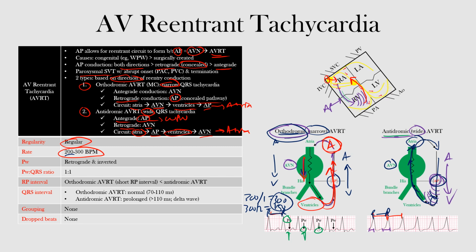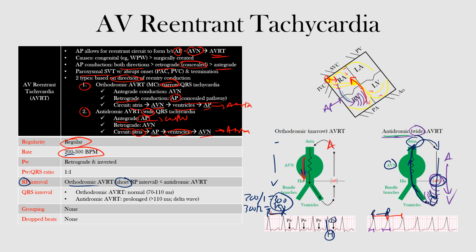Now in this case, we'll look at the RP interval. What I mean by this is we're looking from the R wave, so from this R wave to our P wave. So that interval there, if you were to take that point right there, that would be our interval. And in this case, in the orthodromic form, we have a short RP interval. So why do we have a short RP interval in this orthodromic form? Well, think about it.